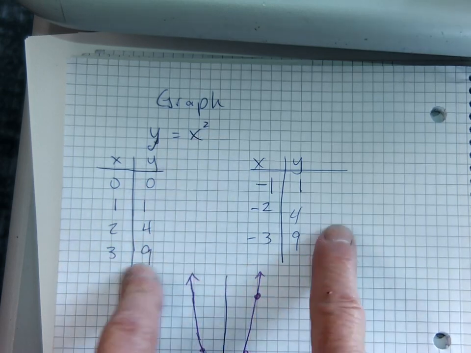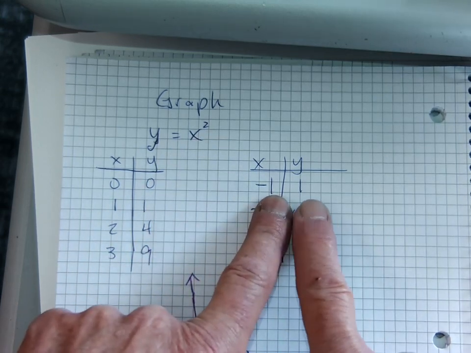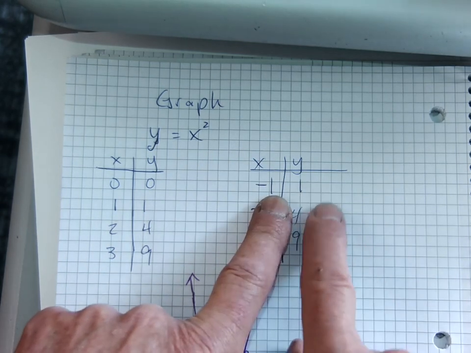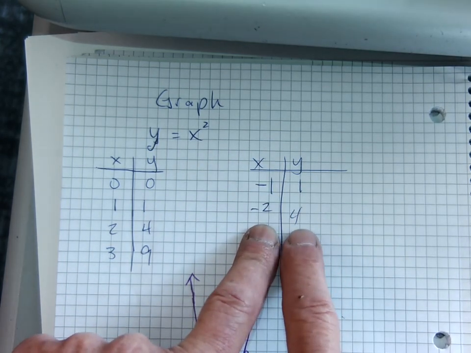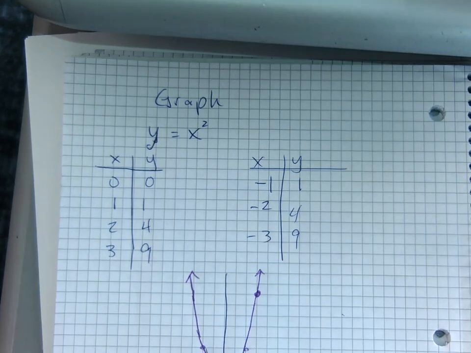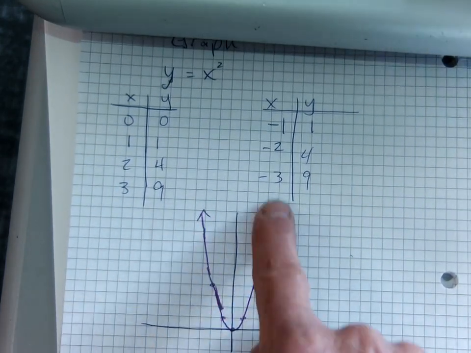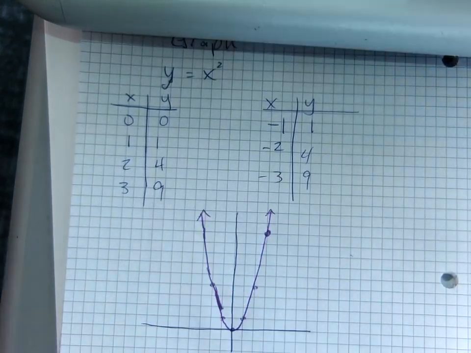3 squared is 9, and of course negative 1. Negative 1 times negative 1 is a positive 1. So negative 1 squared is 1. Negative 2 squared is positive 4, negative 3 squared is positive 9. So we graphed those points, we came up with a parabola. Drew the line in between because we want all the points in between, okay?